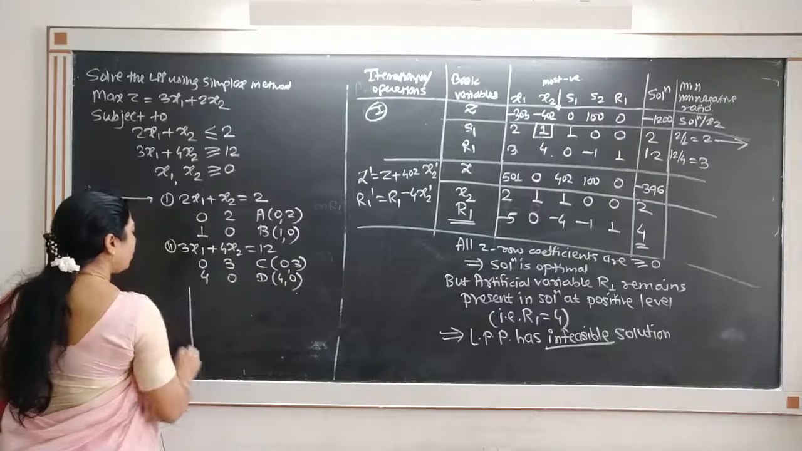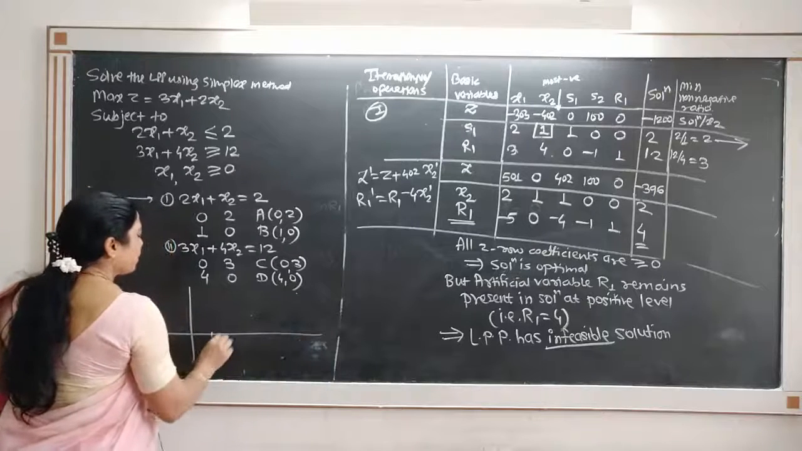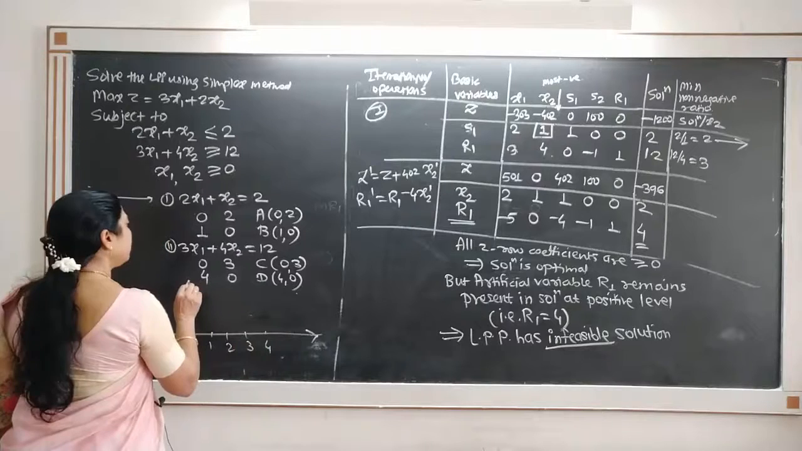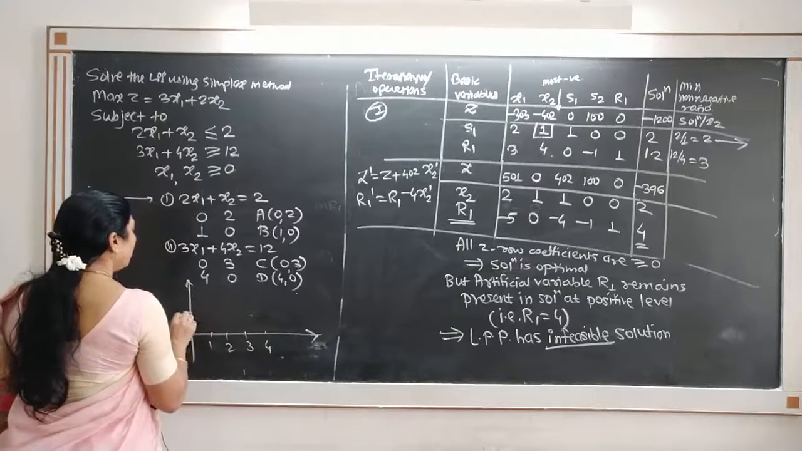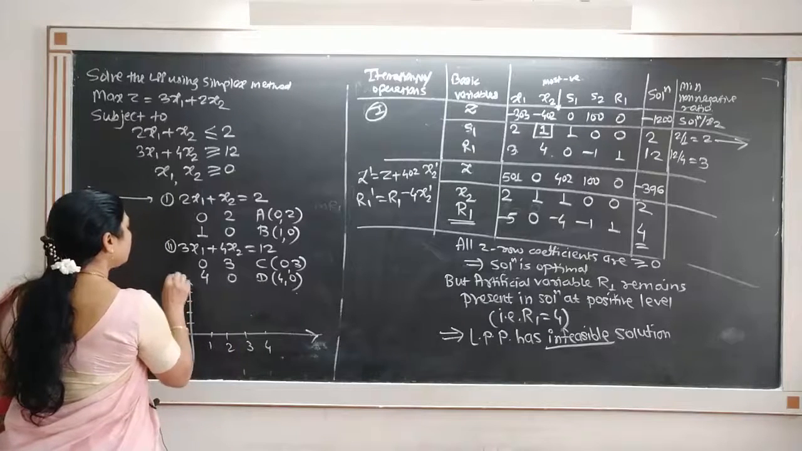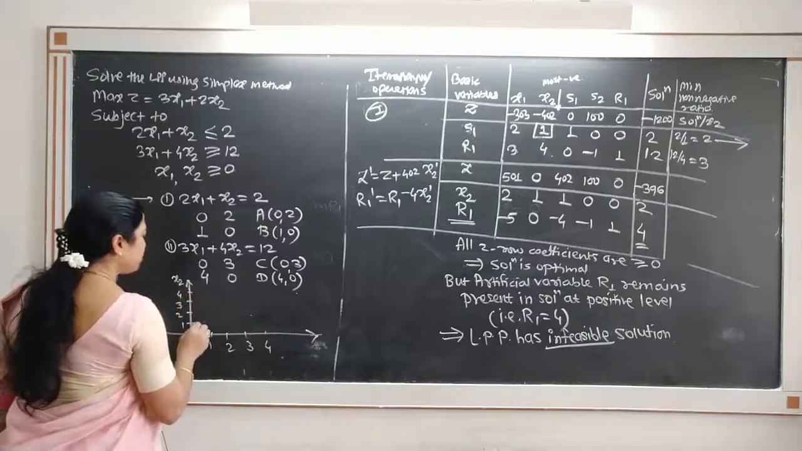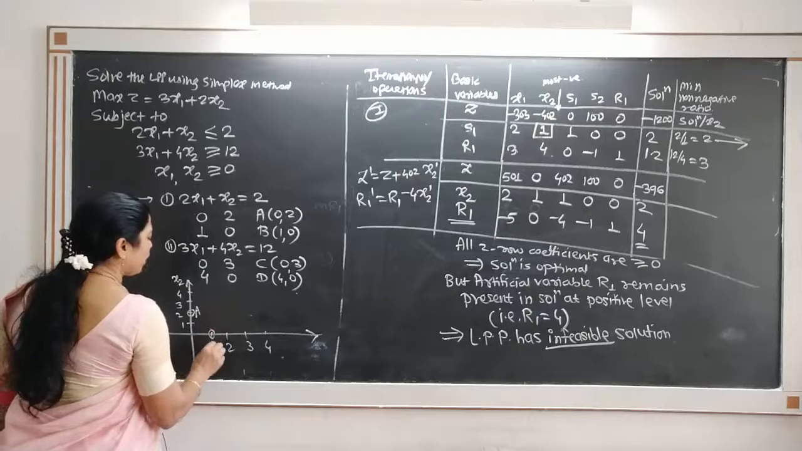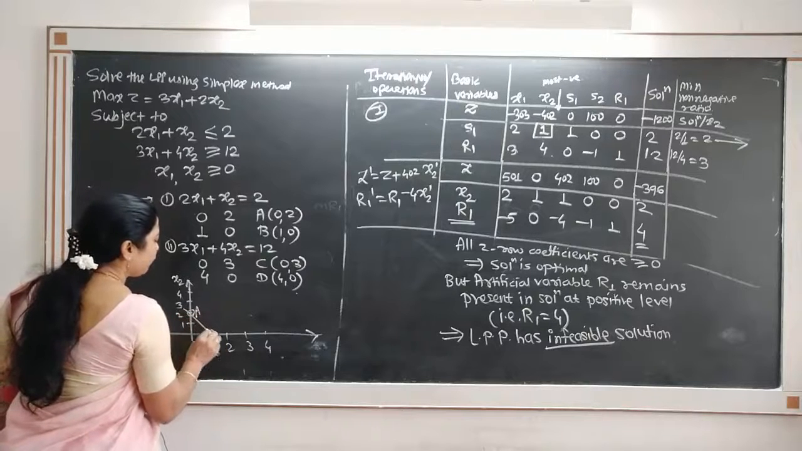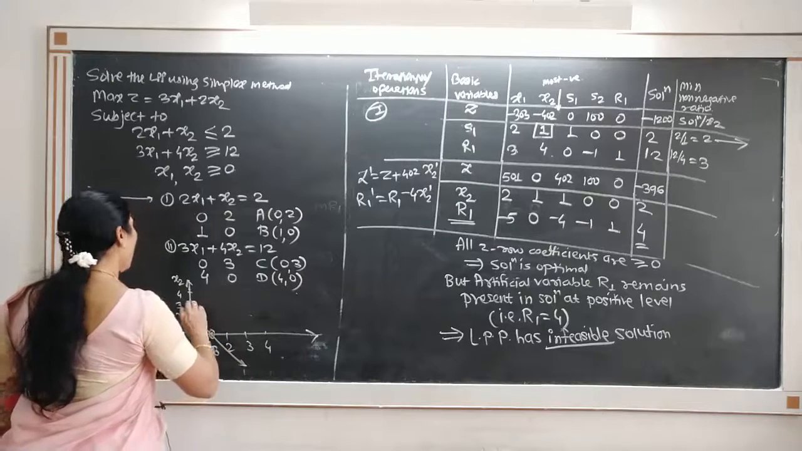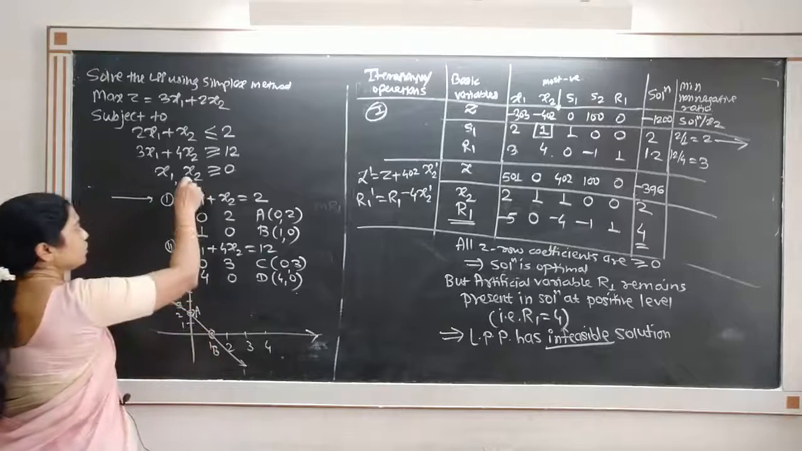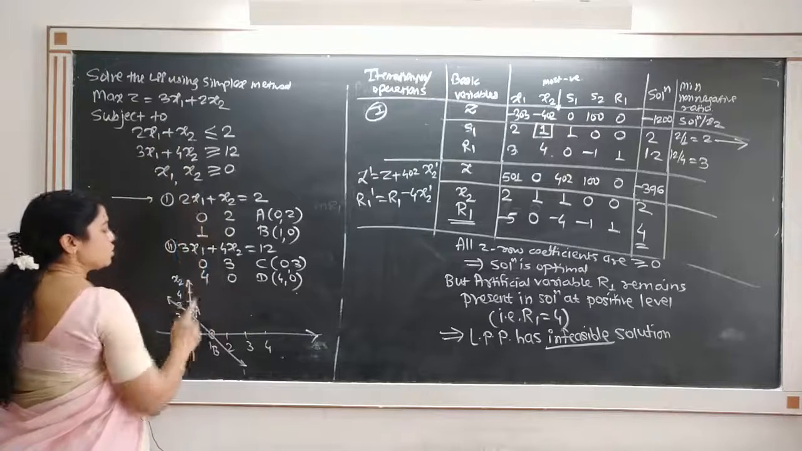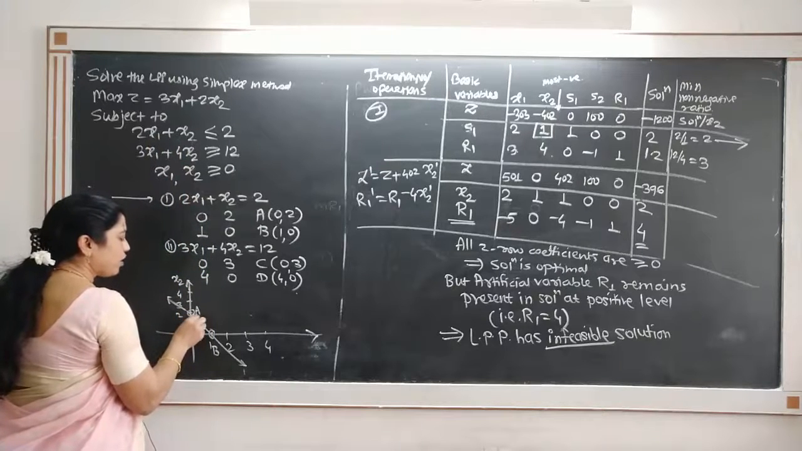And if you draw the graph for this, I will consider the scale as 1, 2, 3, 4 on the x1 axis and 1, 2, 3, 4 on the x2 axis. Observe the first point is 0, 2, that is point A, and 1, 0, that is point B. This is the first line, and which region do you want in this case? The region, because it is less than or equal to, when you put 0, 0, 0 is less than 2, so we require this region.